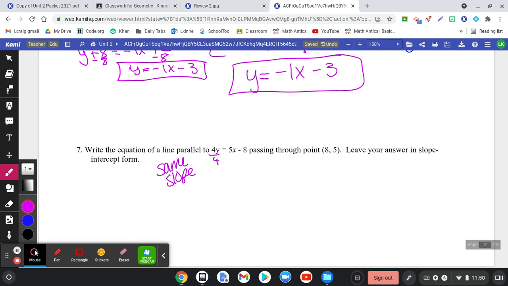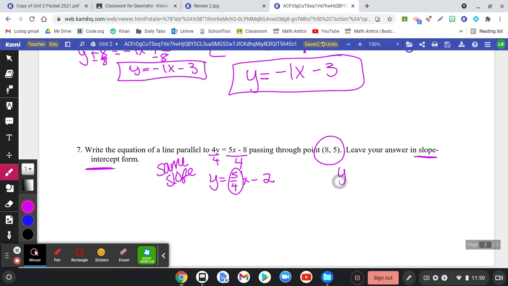So divide everything by 4. You've got to get y by itself. And we get 5/4 x minus 2. So there's your slope. And it goes through this point. It says leave it in slope-intercept form. Well, I don't have the slope-intercept, I have point-slope. So we'll start with point-slope.